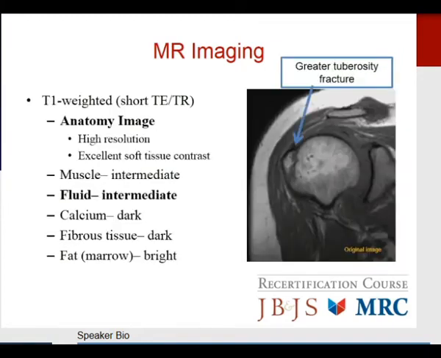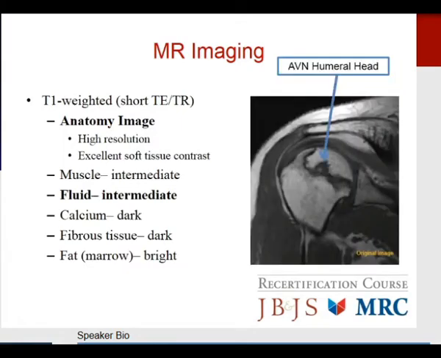If we look at what the benefit of a T1 weighted sequence is, we can usually see processes that go on in the marrow. So here we see the marrow is bright, and we have a non-displaced radiographically occult greater tuberosity fracture. We see this low signal intensity line through the greater trochanter or through the greater tuberosity, and this represents a non-displaced fracture. Here we see an area of geographic marrow abnormality within the subchondral region of the humeral head, and this represents avascular necrosis. Again, it's replacing the normal fat signal within the humeral head.